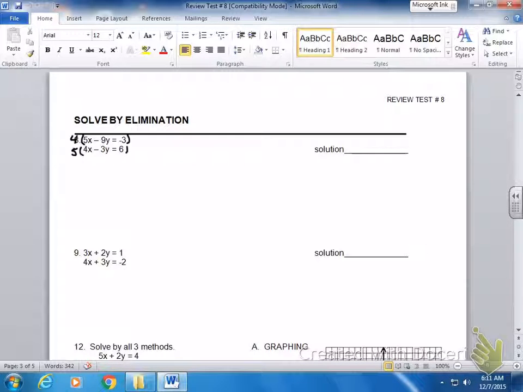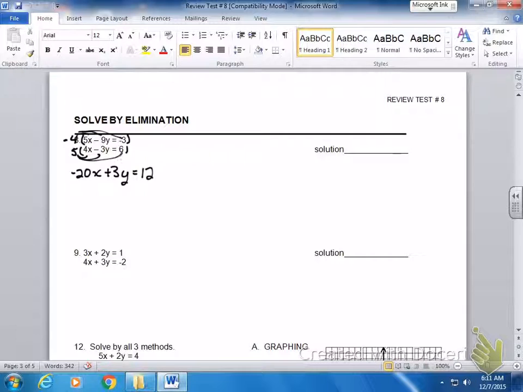They have the same sign, so I need to make one of mine negative. It does not matter which, so I'm just going to make my negative 4. Let's distribute across the parentheses. Negative 4 times 5x is negative 20x. Negative 4 times negative 9y is 36y. And negative 4 times negative 3 is positive 12. So I got my first equation fixed.